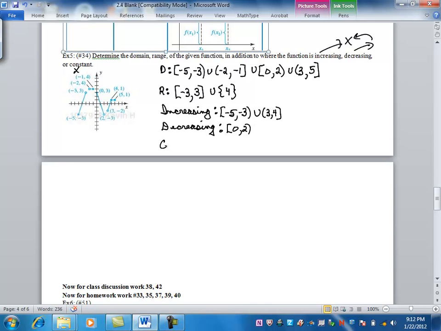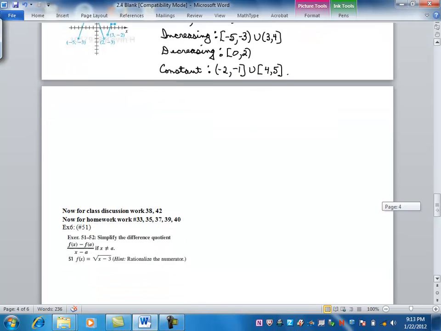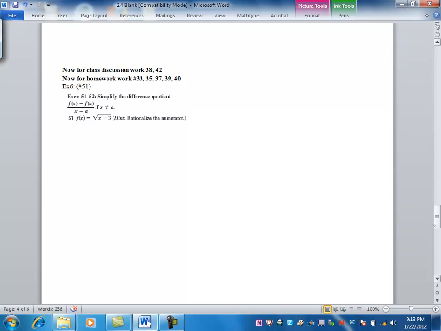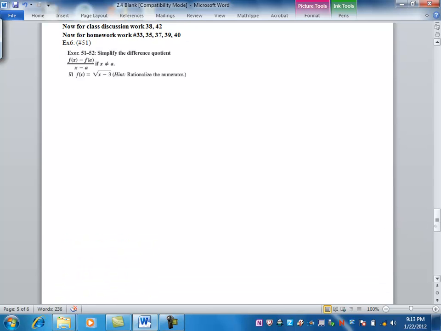And then where are we constant? Well, this graph has a horizontal line from -2 over to -1. And then again from 3, we're constant, looks like from 4 to 5. So we're constant from 4 to 5. All right. And so now for class discussion, work problems 38 through 42. And certainly if you have questions on those or on 33 through 35 or 37, 39, 40, we'll take a look at those when we get into class.